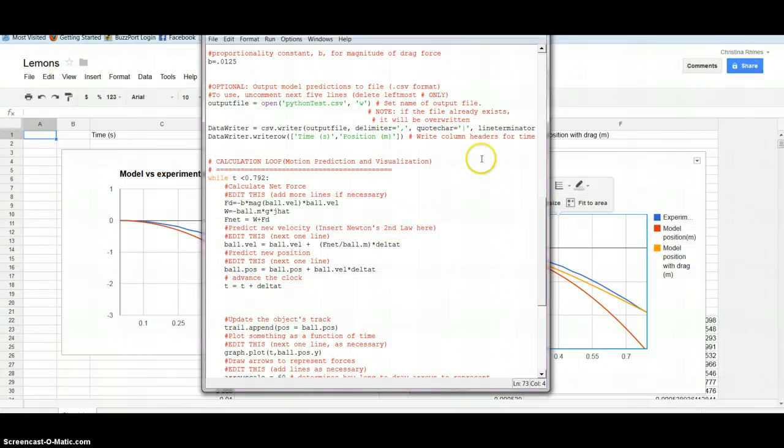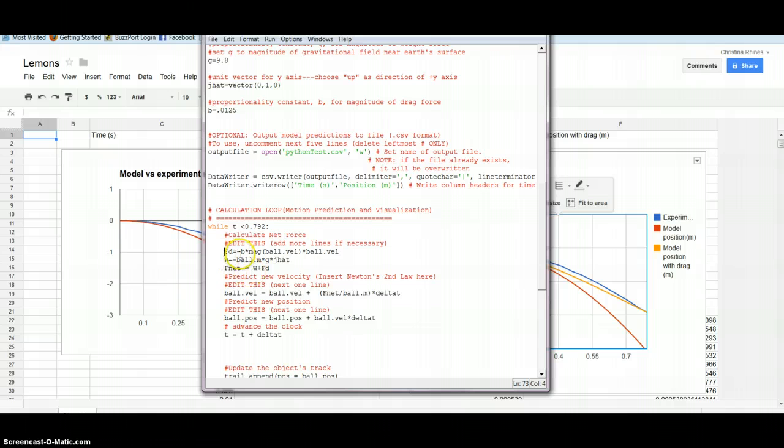Going back to Python, we can add the drag force. The drag force is equal to the ball's velocity times negative b. We also had to make sure that we set the magnitude of the drag force proportional to the square of the object's speed. This is why the ball's velocity is in there twice. We changed the net force so that it would be the weight plus the force of the drag.